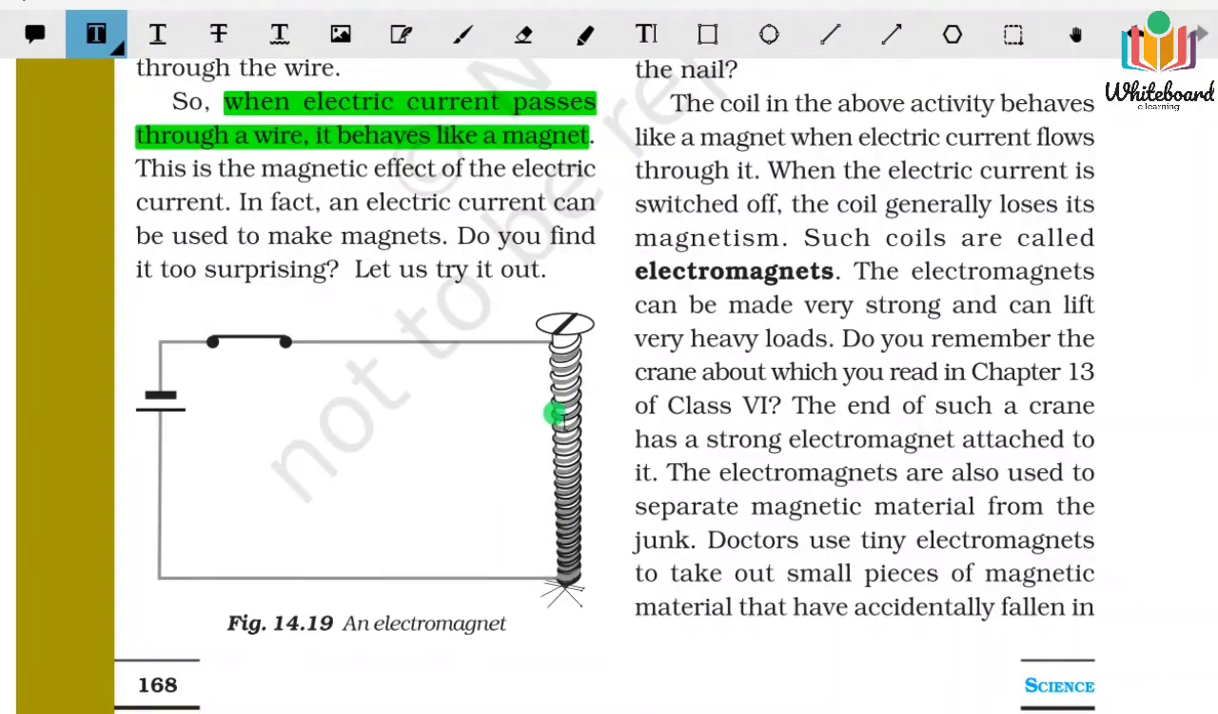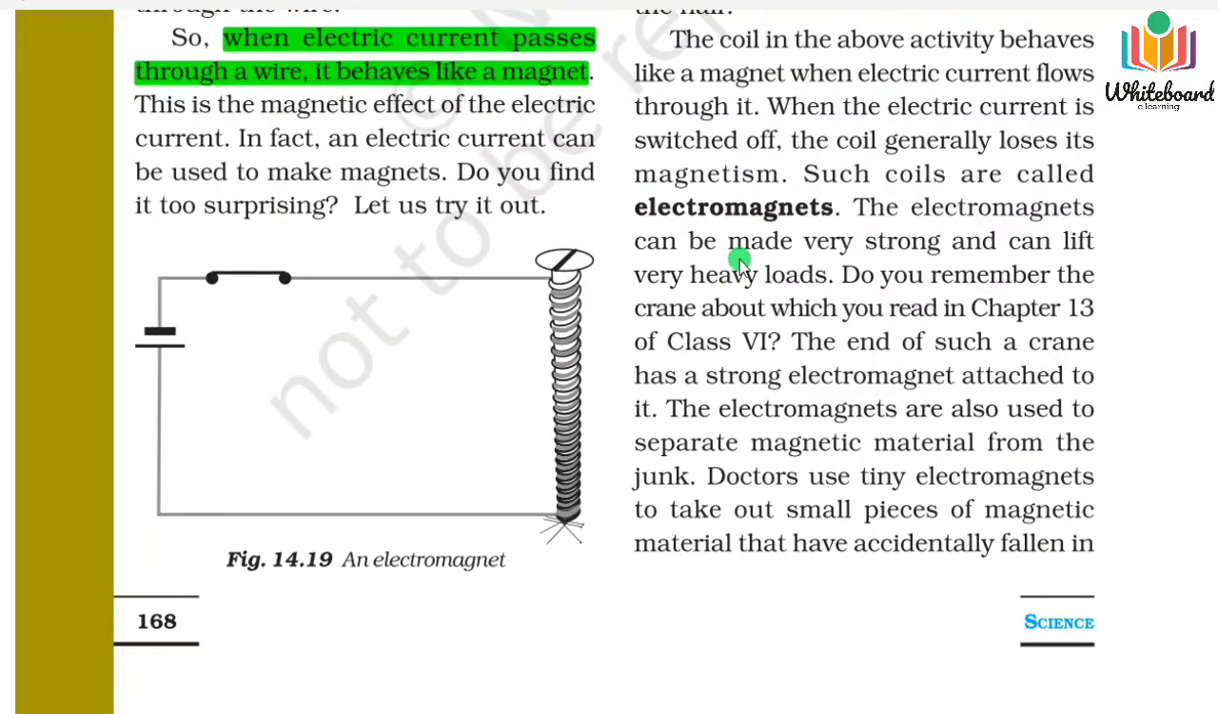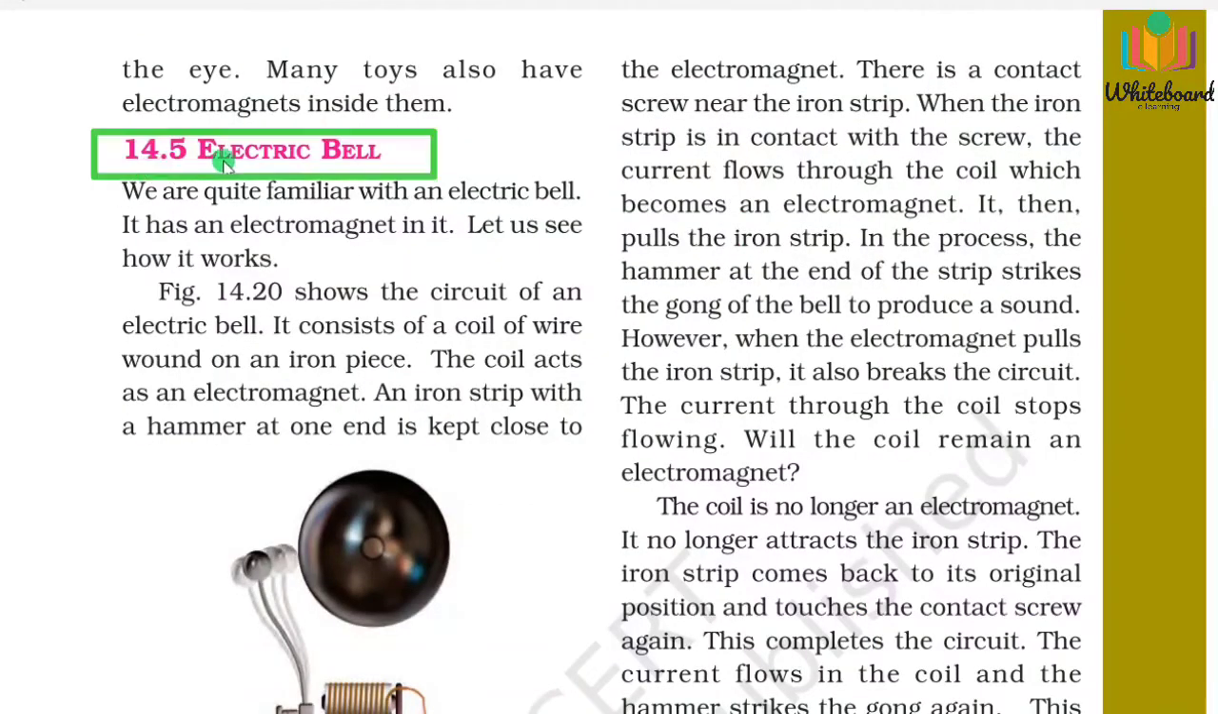You have already read about this electromagnet in the previous classes, and you know this electromagnet has some particular property. We can increase the electromagnet strength just by increasing the current in the circuit, and also decrease it by decreasing the current. Have a look at this electric bell, which is actually an application of the magnetic effect of electric current.